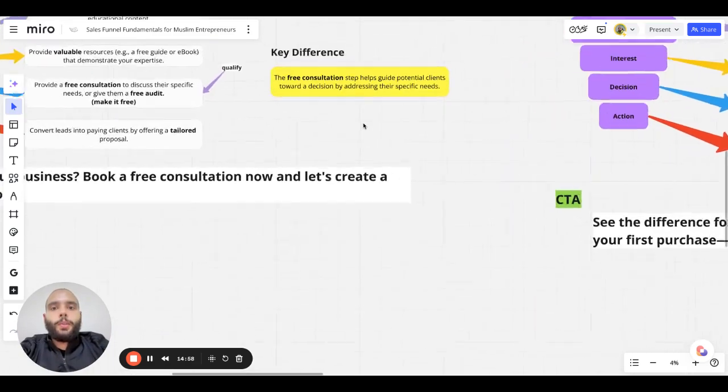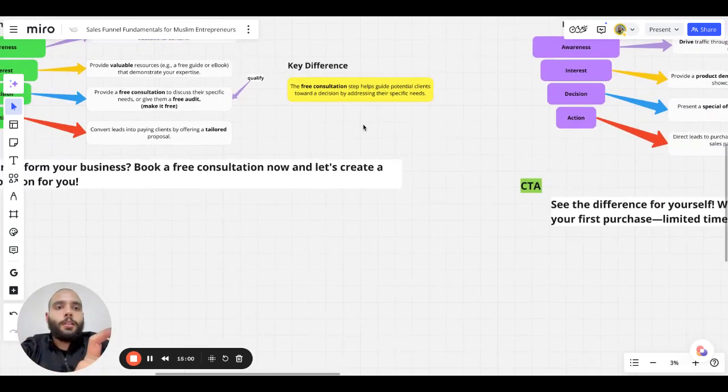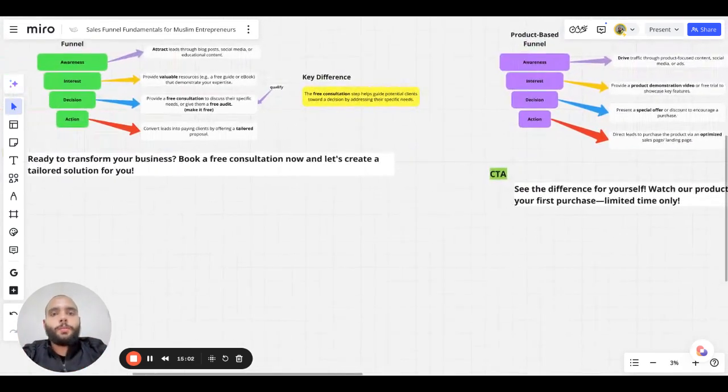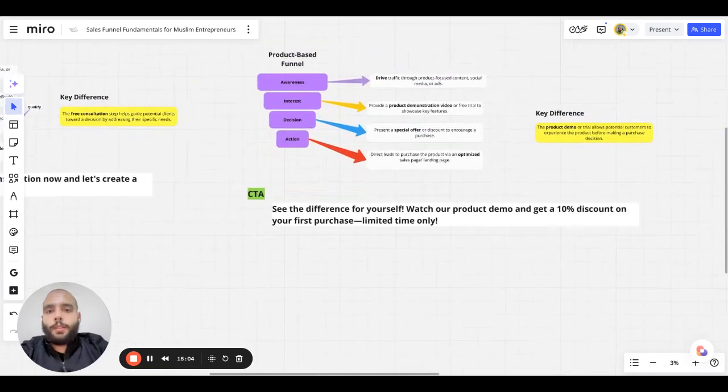And the difference between this one and the product base, well, let's go over the product base real quick. It's basically the same thing. The only difference is when it comes down to these two right here. So you're still driving traffic. So it could be social media, blog posts, advertisements. It works for both product and service based businesses. You provide a product demonstration video or free trial, return policy.